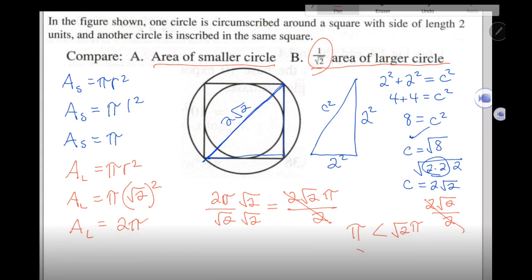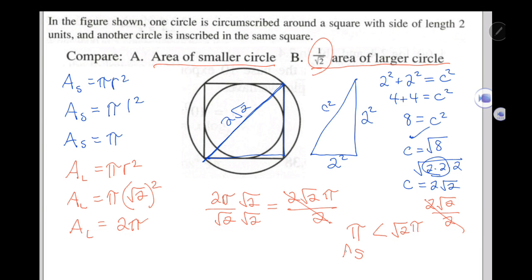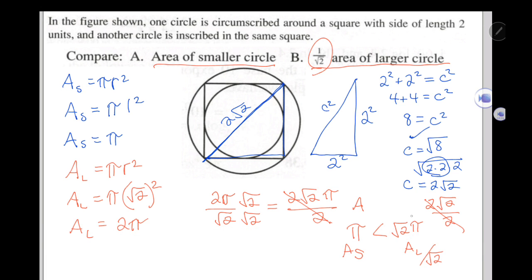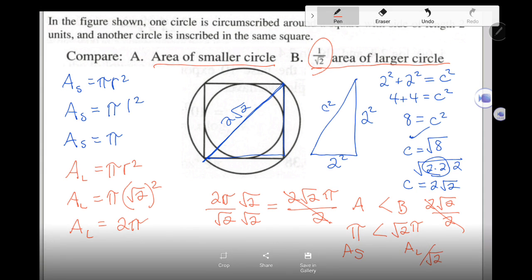So as you can see, this is the smaller one over here, the area of the small circle, and this is the area of the large circle divided by the square root of 2. So that's bigger. So if you wanted to assign A for the small circle and B for the large circle, we'd say that B is larger than A. Kind of different, but it helps you think about circles.